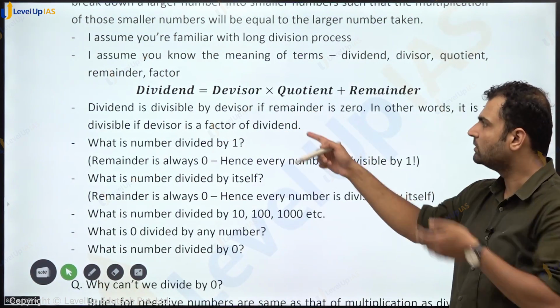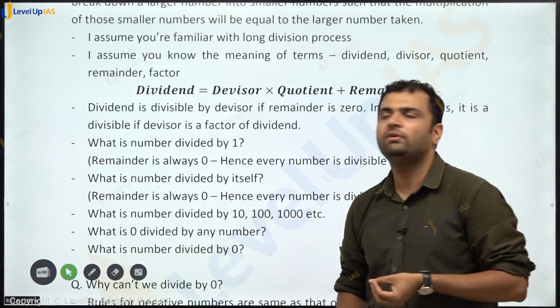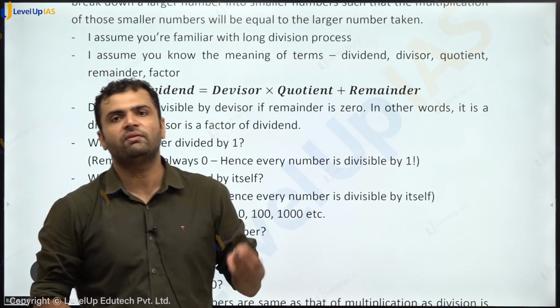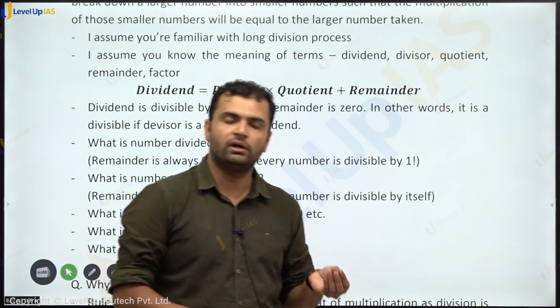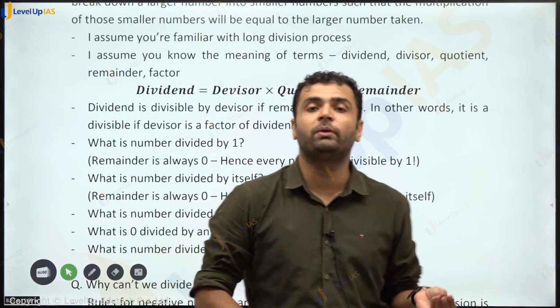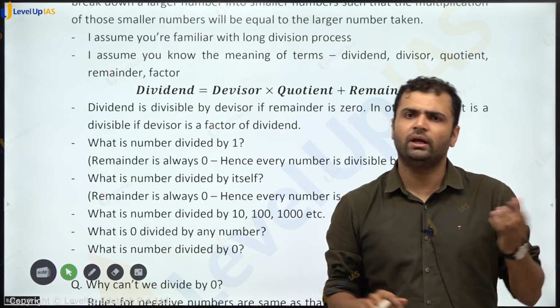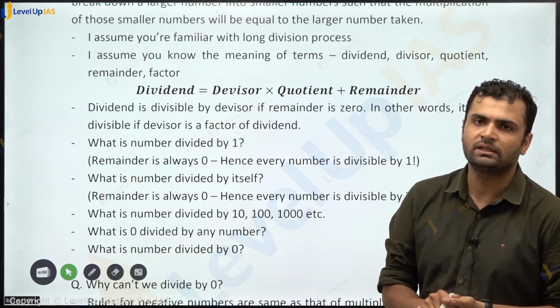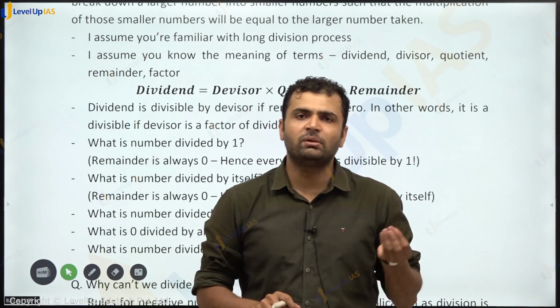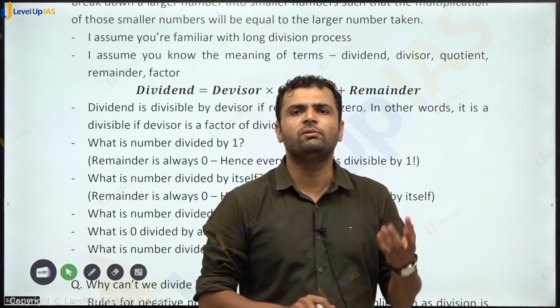If the remainder is 0, then we can say that this divisor is a factor of the dividend, or the dividend is a multiple of the divisor. Both of them are equivalent statements. Divisibility मतलब क्या होता है? Remainder 0 होना. That is what divisibility means.